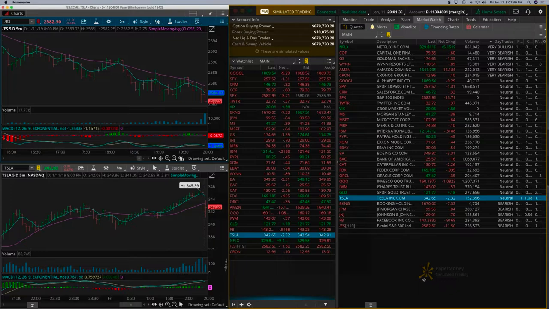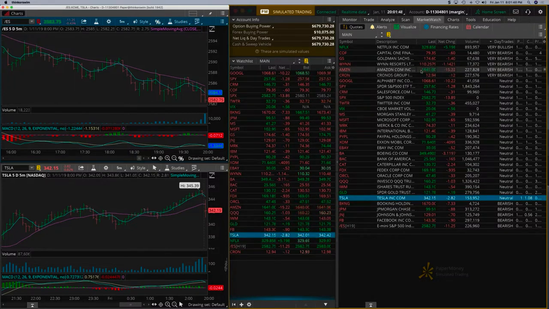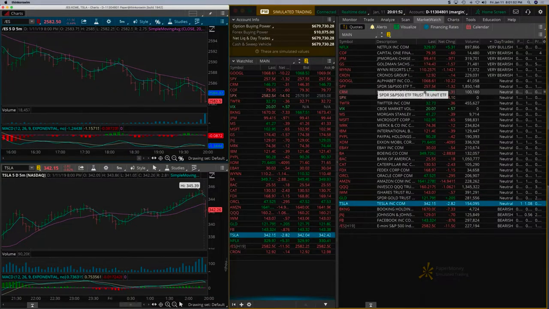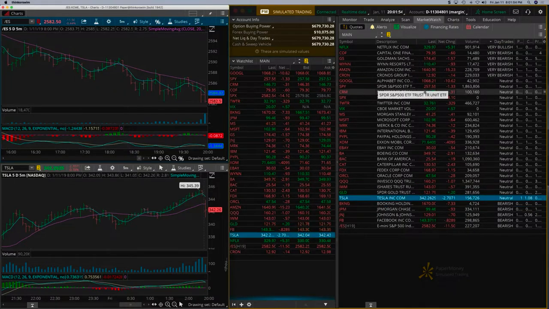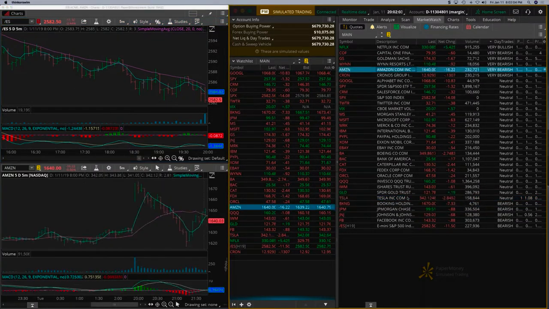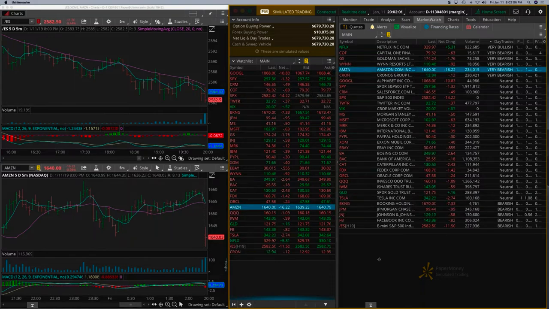What about our other candidates? Amazon is still not showing. Amazon is not showing as very bearish. In fact, yeah, no, Amazon is very bearish now. Okay. Amazon is very bearish. So I'm going to take off Tesla. I'm going to just look at Amazon for a little bit and see what it does, because that could be a trade for today as well. Okay, so let's look at the Amazon chart also.